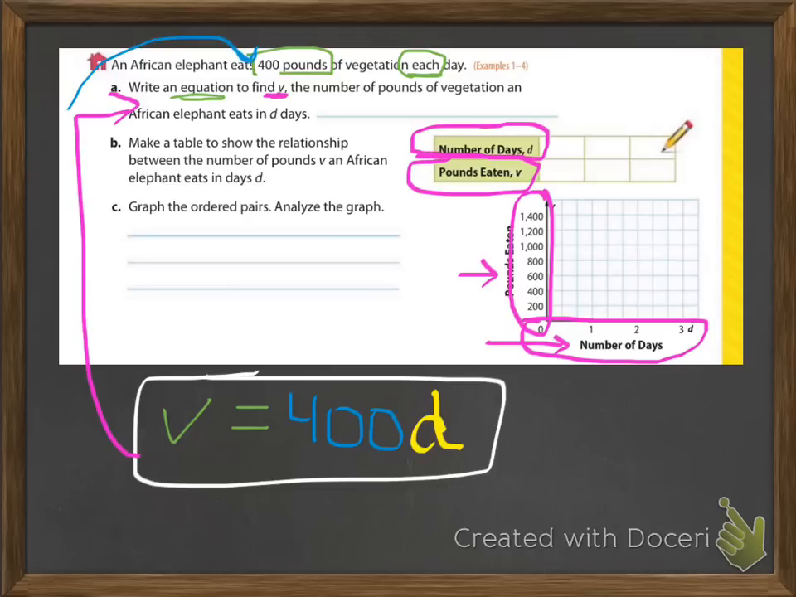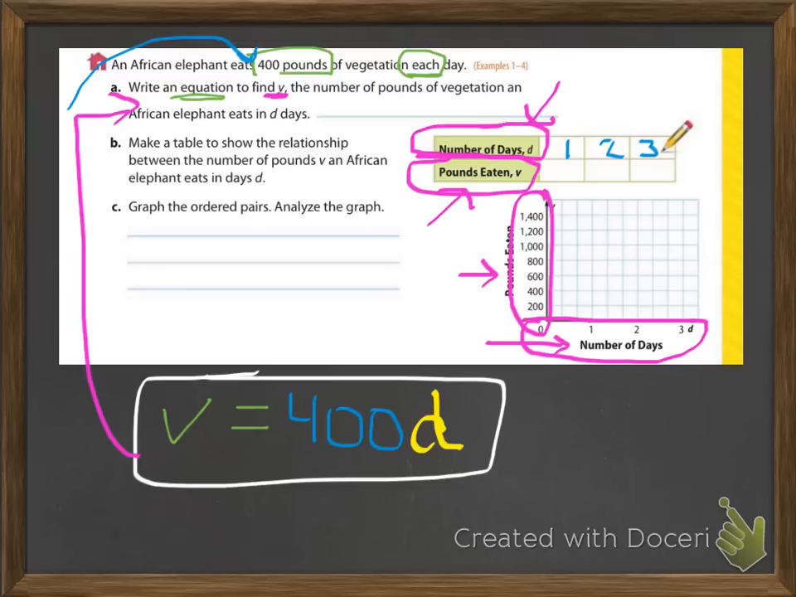The next thing says to make a table to show the relationship between the number of pounds V an African elephant eats in D days. So the first thing you would need to do is write in the title. See that number of days D and pounds eaten V. You would need to write that in. Then you will need to fill in the numbers. So for instance, if we were going to do 1, 2, and 3 days, it would look like this.